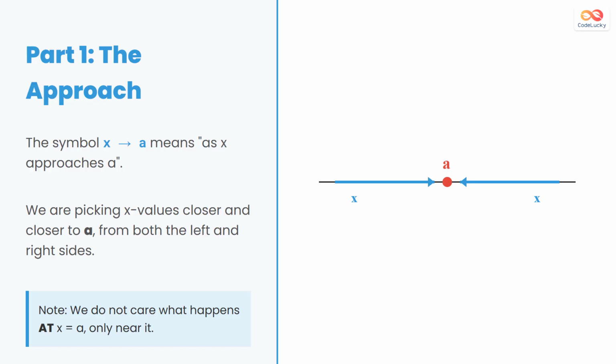Let's look at the x arrow part. This means as x approaches. On the x-axis, imagine we are picking numbers that get closer and closer to our target number, from both the left and right sides. We don't care what happens exactly at it, only what happens when we are super close to it.